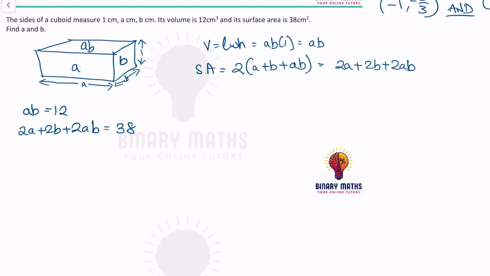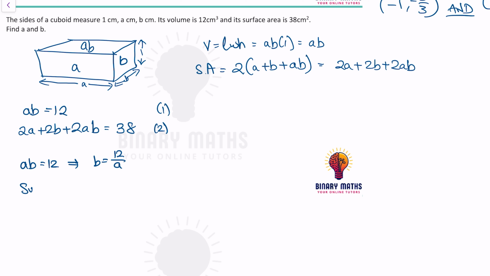Okay, this is equation 1. Label it as equation 1 and equation 2. Now it's easier to rearrange equation 1 to make either A or B the subject of the formula. So I'm going to rearrange the first equation. AB is equal to 12 implies that B must be equal to 12 over A.